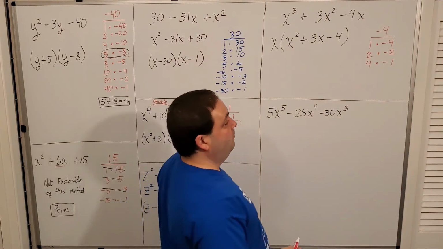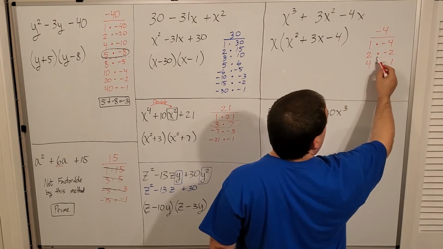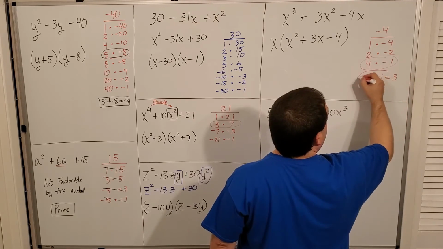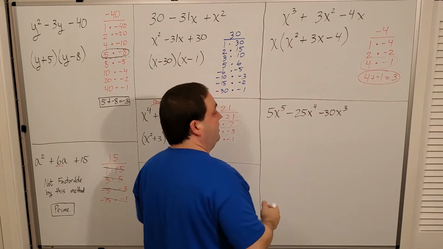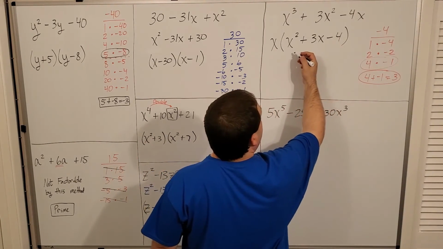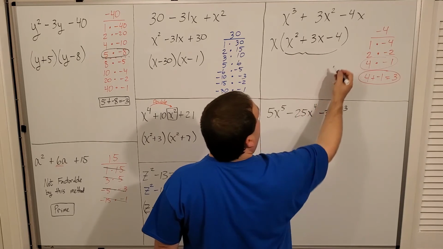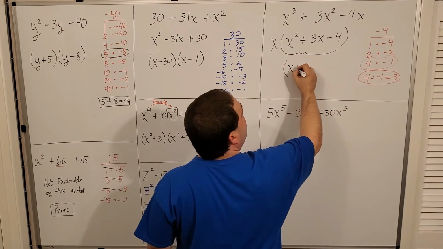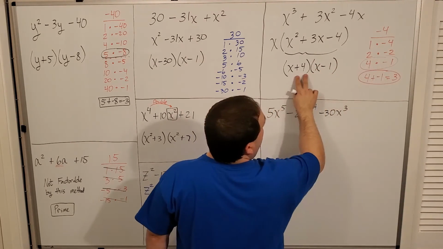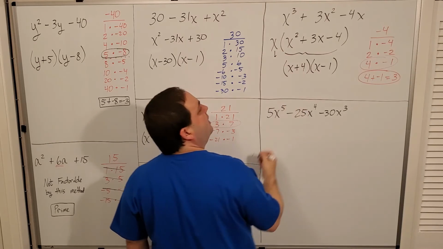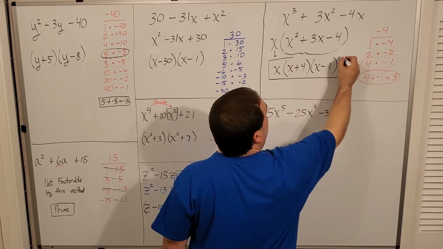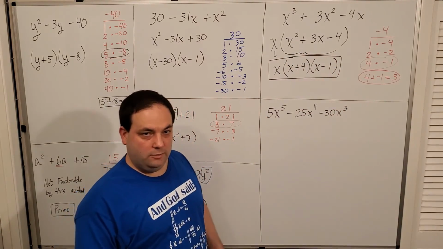And 4 plus negative 1 is also equal to 3, right? So that's what I need for this guy. All right? So just this part right here factors into x plus 4 times x minus 1, right? That's the two numbers. And then don't forget, this guy was already there. I factored him out earlier. So I've got 3 pieces to my factoring there.